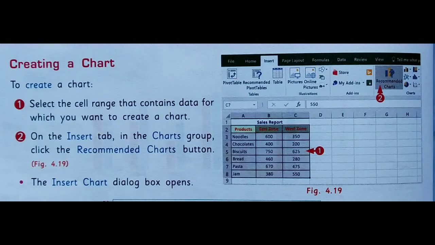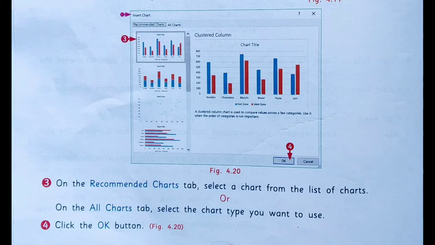Creating a chart. To create a chart, select the cell range that contains data for which you want to create a chart. On the Insert tab in the Charts group, click the Recommended Charts button. Then the Insert Chart dialog box opens. On the Recommended Charts tab, select a chart from the list of charts, or on the All Charts tab, select the chart type you want to use. Then click the OK button. You can see in figure 4.20 how to click the OK button.